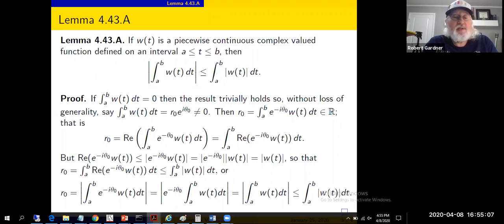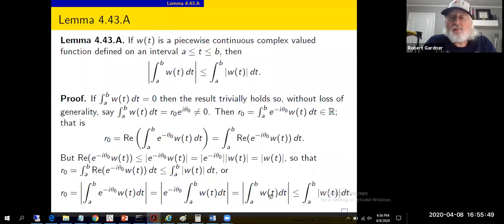Now, if we just glue these things together, we had r sub 0 equal to this integral up here. We can take the modulus of that because it's a real number, as we know from above. We can bring the constant e to the negative i theta 0 out of the integral; we have linearity of the integral in that sense. Write this as a product of moduli, but the modulus of this is just 1. That produces this thing here. And we just saw that r sub 0 is less than or equal to the integral of the modulus. So we use that inequality related to r sub 0 here.